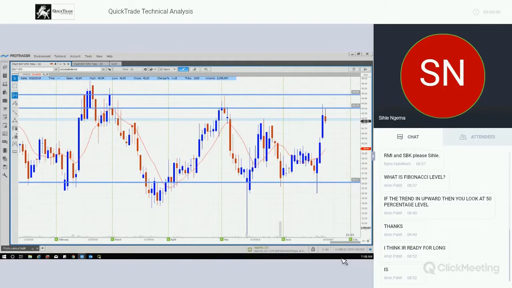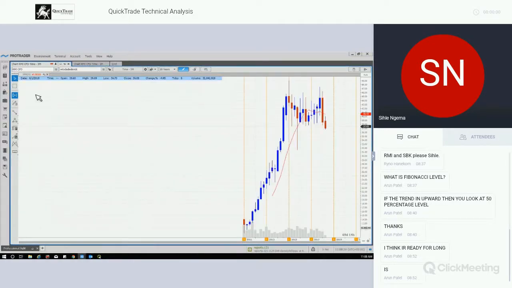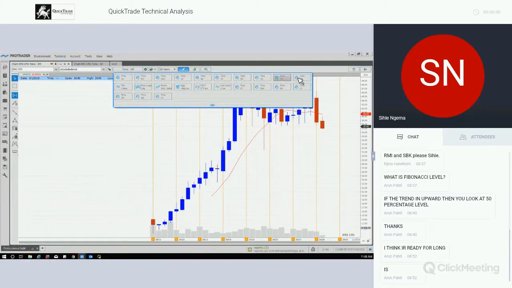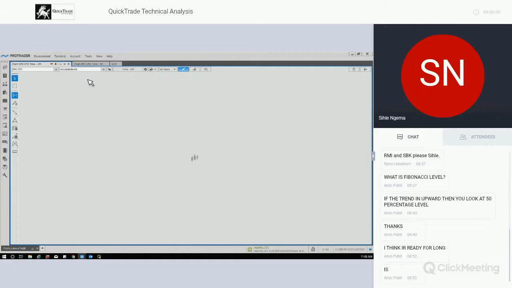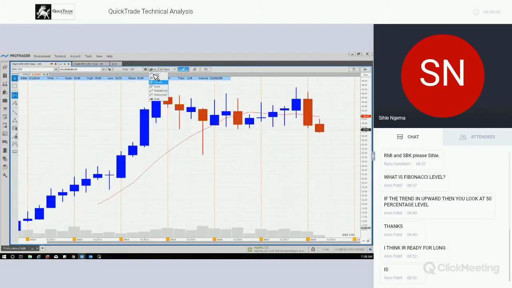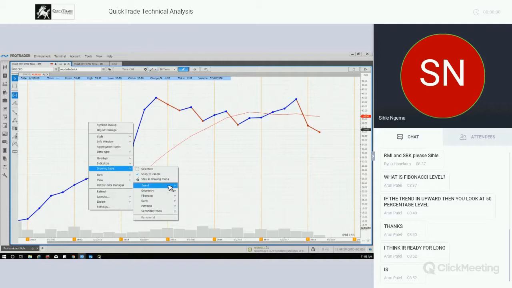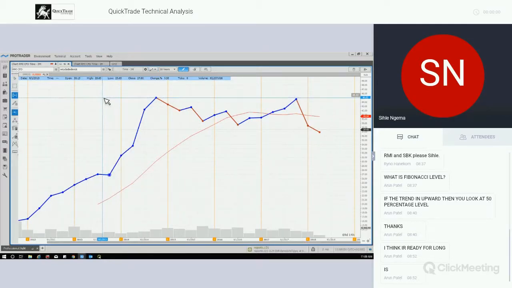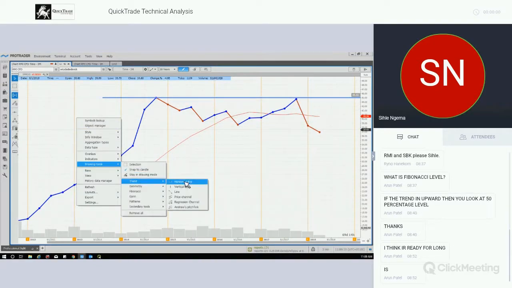Okay, and now let's have a look at the Euro GBP. No, let's look at RMI first. RMI first. Okay, 45 was our key resistance there.